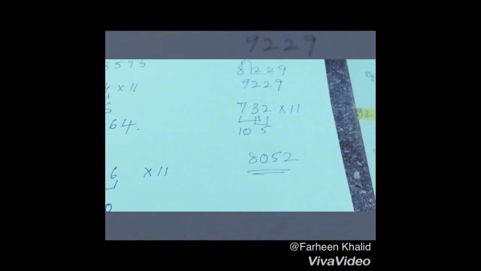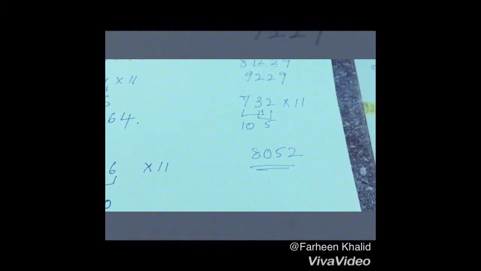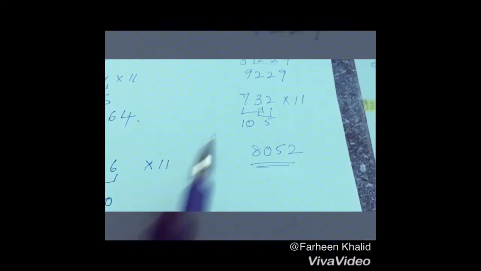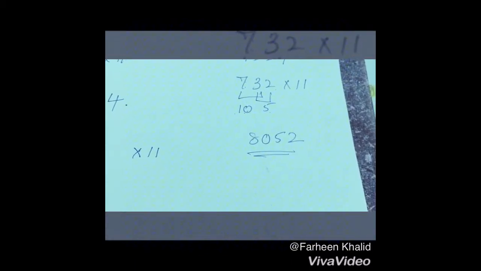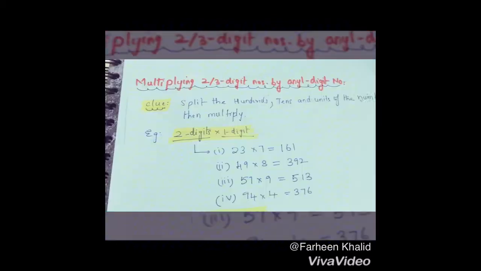So it's mental maths and you can be really fast. You can multiply any number with 11 with this method in a faster way. If you practice it, you can do it in 2 seconds in your mind.